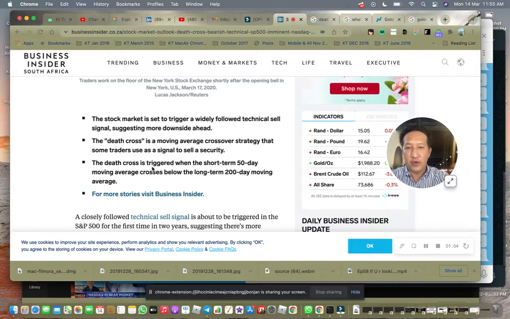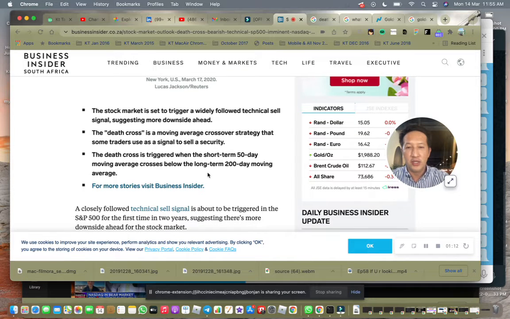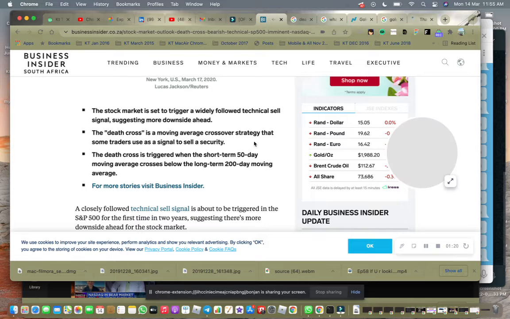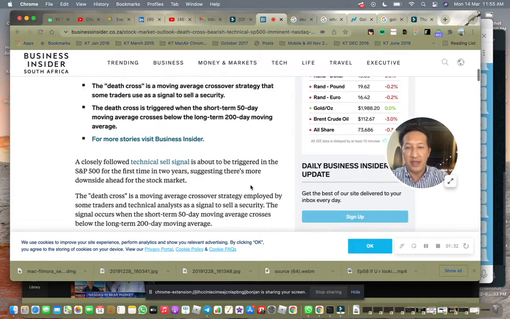The death cross is triggered when the short-term 50-day moving average crosses the long-term 200-day moving average. The 200-day moving average is about 6 months. Normally, it's a more tapered kind of line, whereas the 50-day moving average is basically like a month and a half, nearly 2 months, and the gradient is steeper for the crosses. I'll just explain what we mean by death cross.